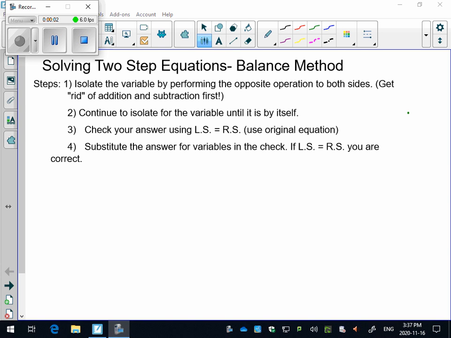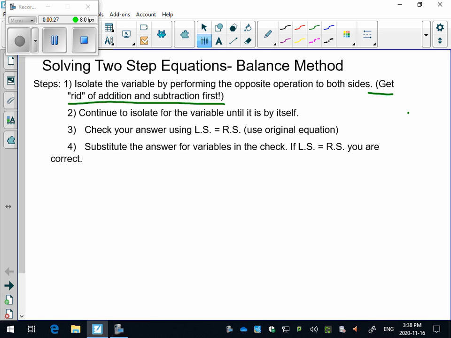Okay, so today we started two-step algebra equations, and when you're doing two-step equations, you just need to follow the rules that we did last time with one small addition. The new part when you're talking about isolating the variable is that you make sure that you get rid of the addition and subtraction first.